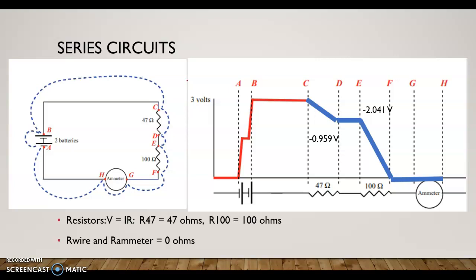Between C and D, you get a negative 0.959 volts, and between E and F, you get a negative 2.041. And for the resistors, you can see the resistance of the 47 ohm resistor is 47 ohms. And for the wire and the ammeter, the resistance is 0 ohms.